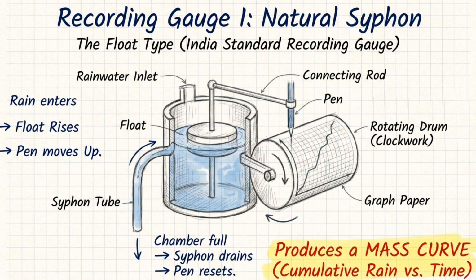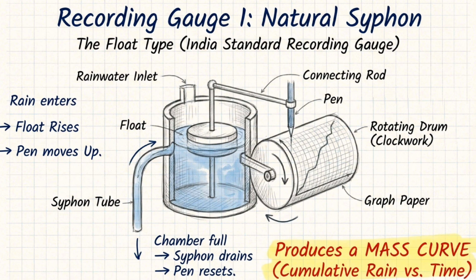Now let's understand a recording rain gauge, specifically the natural siphon rain gauge, which is the standard recording rain gauge used in India. First, rainwater enters the instrument through the rainwater inlet and collects inside a chamber. Inside this chamber, there is a float. As rainwater collects, the water level rises and the float also rises. This float is connected to a rod and a pen. So when the float moves up, the pen also moves upward.